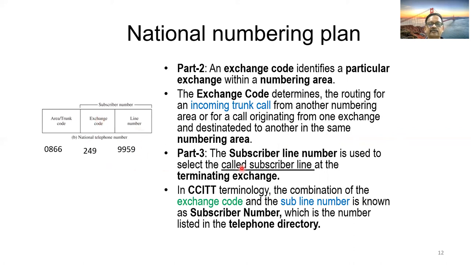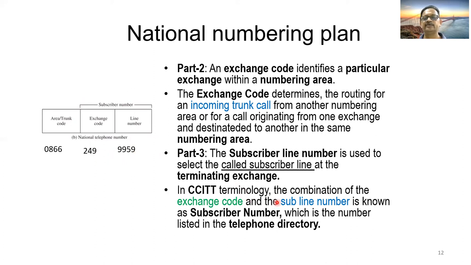Then part 3, this one. The subscriber line number is used to select the called subscriber line at the terminating exchange. By dialing 0866, somebody has entered into the Vijayawada network. By dialing 249, they have reached the exchange where my line is connected. So this part 3, within this 249 exchange, is my line number. I am located at 9959. My serial number within this 249 exchange is 9959.